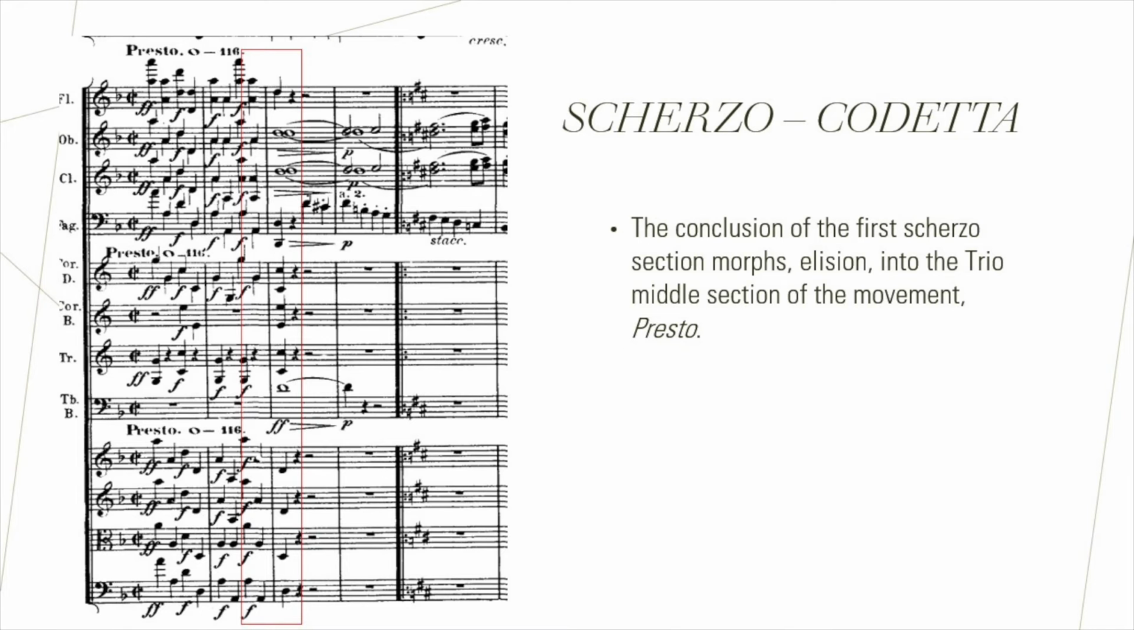The conclusion of the scherzo section morphs into the trio section of the movement, the presto, and Beethoven, in a way, elides these two sections by making use of the tonic and dominant pitches, D and A, which obviously function in D minor and D major.